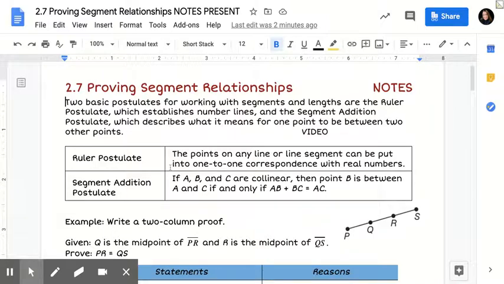The segment addition postulate says if A, B, and C are collinear, then point B is between A and C if and only if the length of AB plus the length of BC is equal to the length from A to C. So B is only between these two if when you add the length of this one and the length of this one, it gives you the length of the entire one.